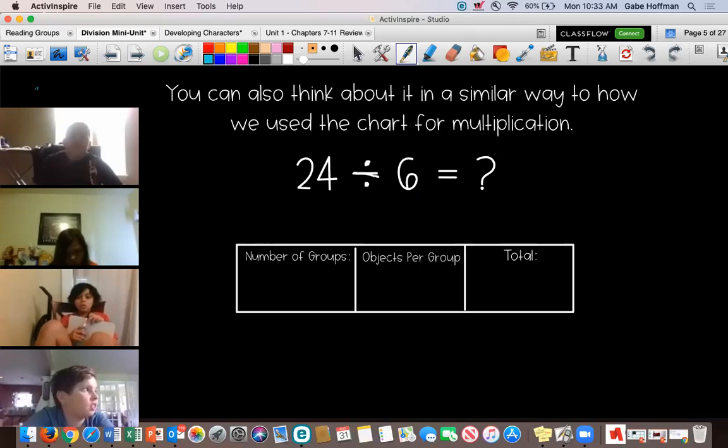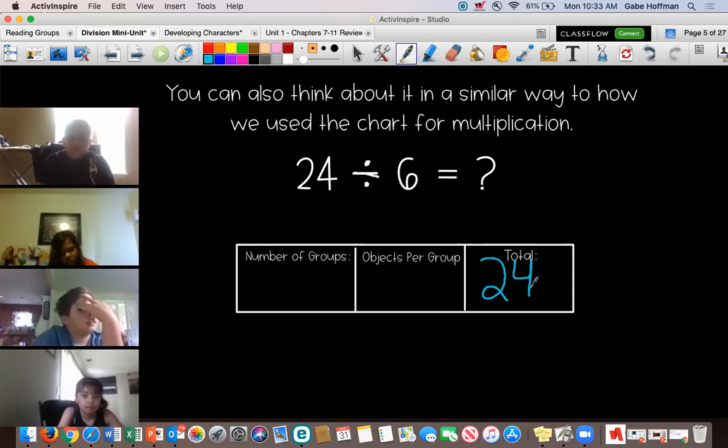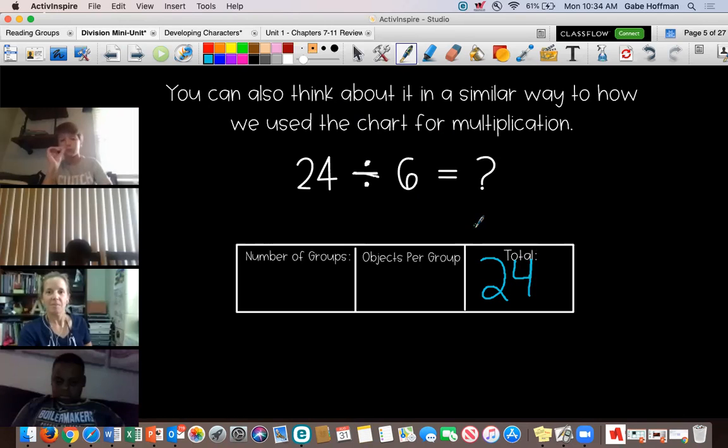It's right there. Someone unmute and say it. What's our big number? 24. So that's 24. What's the mathematical term for the total? What do we call that big number being divided? Anybody remember from the very beginning? Dividend. Dividend, very good.